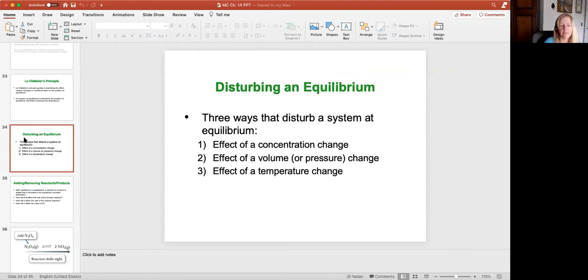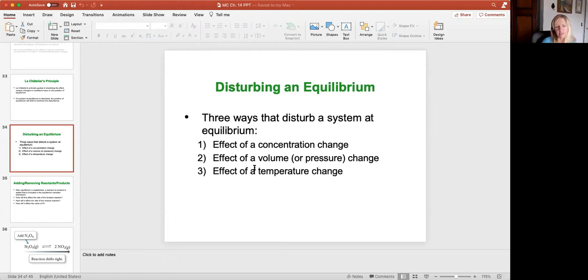If I have a gas, gases are very sensitive to pressure, and so changing the volume is going to matter. If I decrease the volume, that would increase the pressure. If I increase the volume, that would decrease the pressure. That's going to have an effect on the equilibrium. And if I heat something up, that is also going to shift the equilibrium, but that's going to depend upon whether I have an endothermic reaction or an exothermic reaction. So in order to know how temperature is going to affect equilibrium, I need to know something else about that chemical equation. Is it an endothermic reaction or an exothermic reaction?